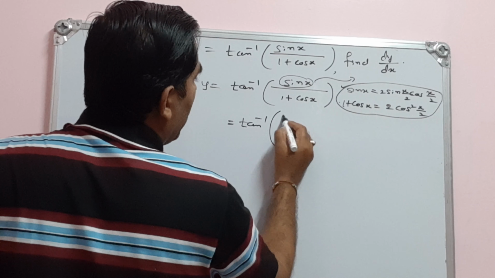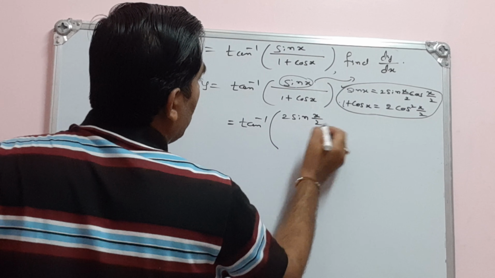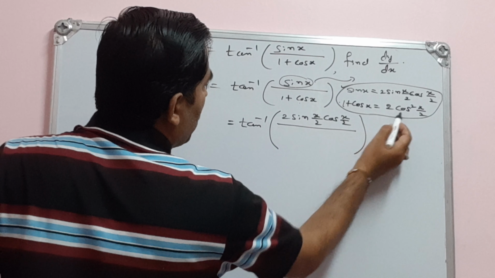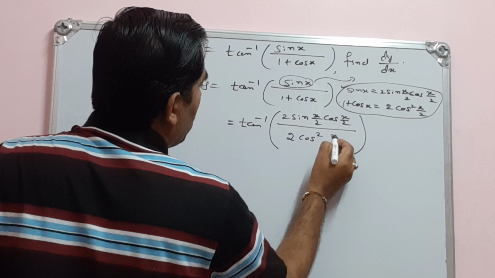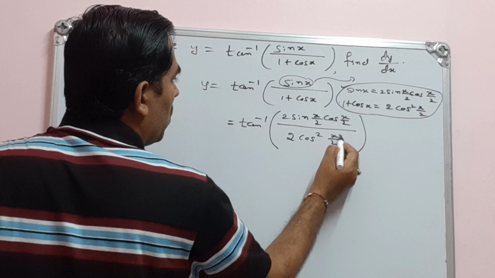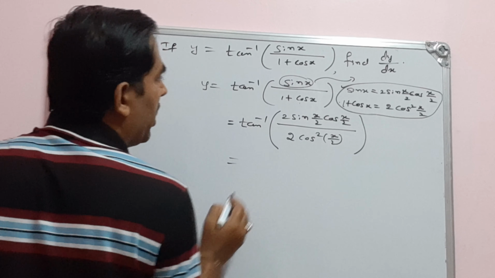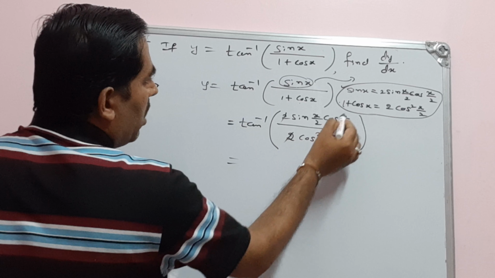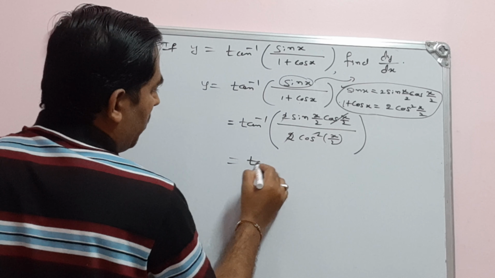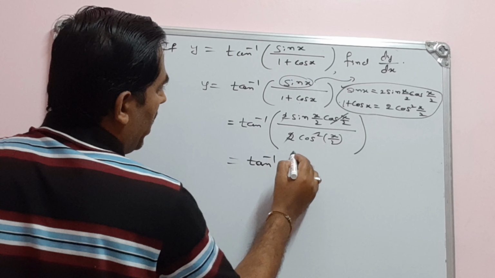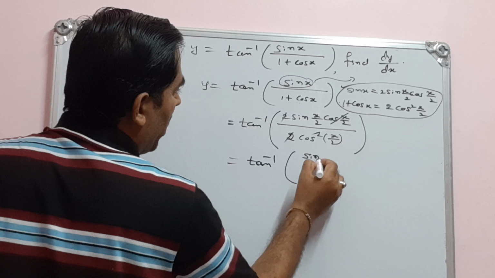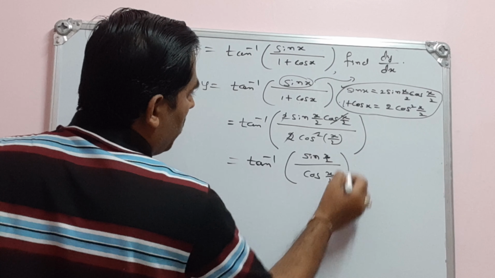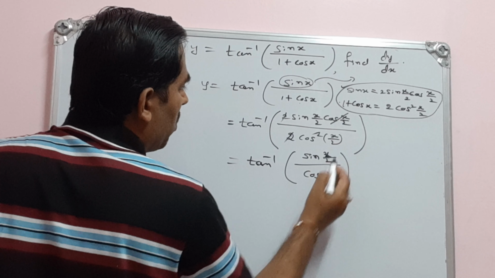So sin x we can write as 2 sin x by 2 cos x by 2, whole divided by 1 plus cos x, which can be written as 2 cos square x by 2. So all this inside the bracket. The 2 gets cancelled here. Then one cos x by 2 gets cancelled. So what is left inside the bracket? Tan inverse of sin x by 2 in the numerator, divided by cos x by 2 in the denominator.